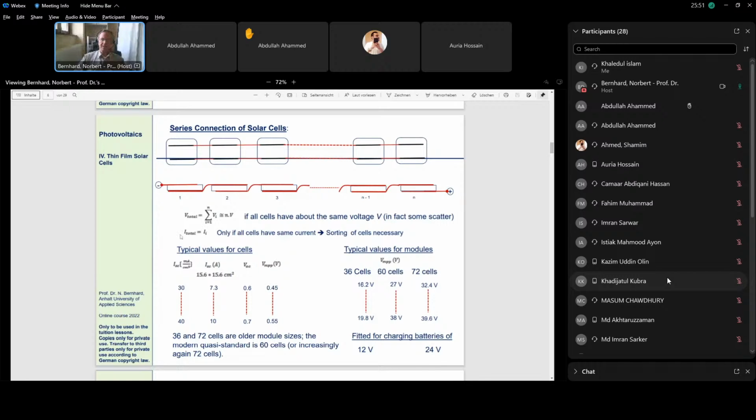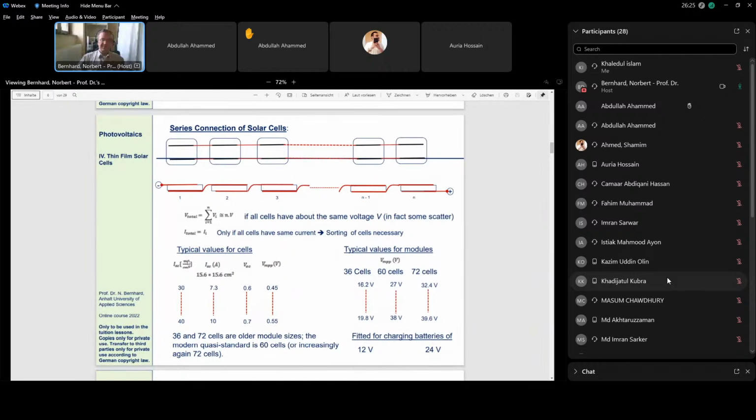And then usually only cells which are very similar to each other with respect to the current are used in one module, and then usually one has several bin classes of currents, and then several bin classes of modules are produced. That means if you look in the data sheets of manufacturers, you usually see modules which slightly vary just by the amount of their short circuit current.